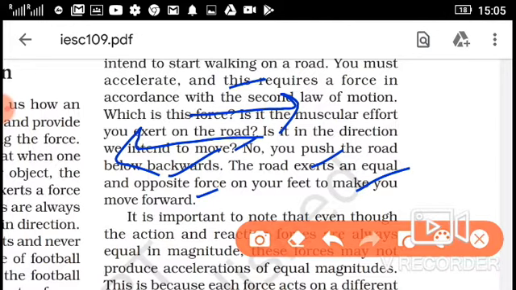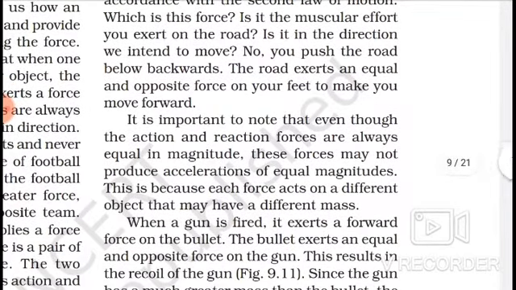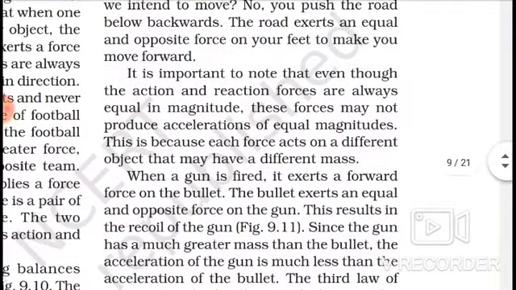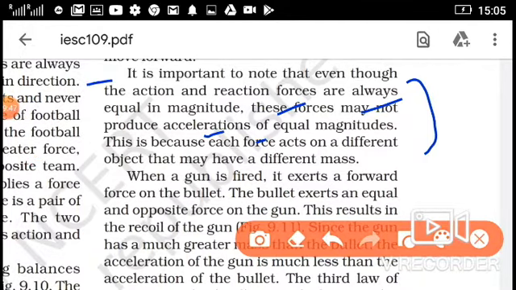Don't be confused here: both forces are equal, then why is the object moving? Because it acts on two different objects, and the masses of the objects are different. It is important to note that even though the action and reaction forces are always equal in magnitude, these forces may not produce accelerations of equal magnitude. That is also important. You are applying the same force, object first on object second and object second on object first, in opposite directions.